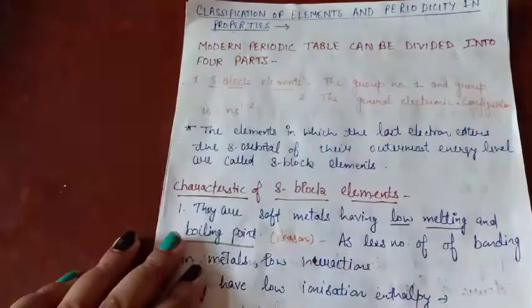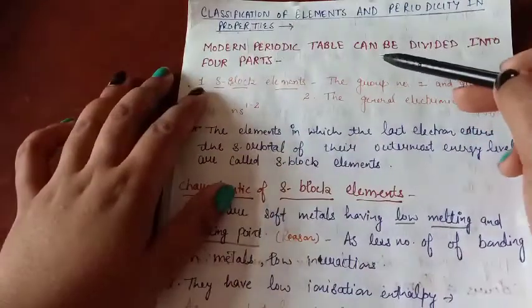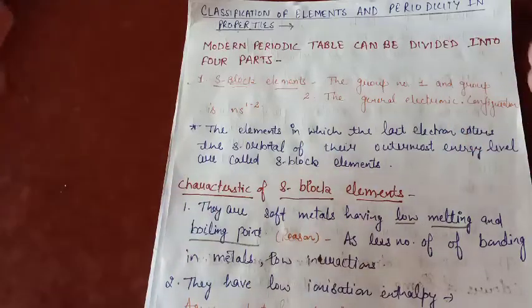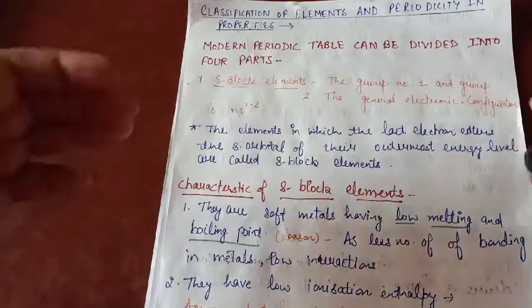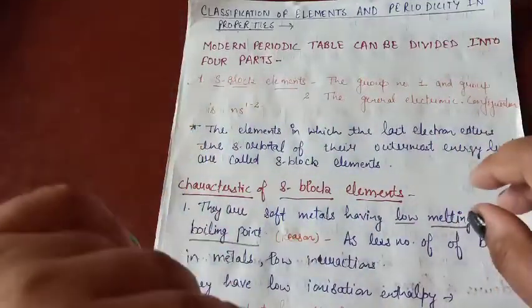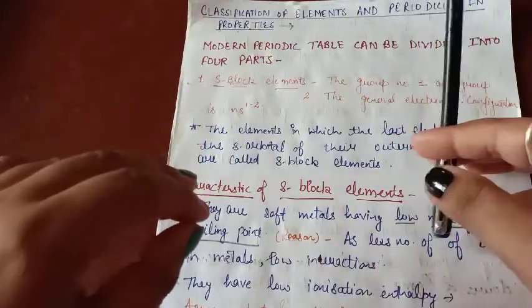First of all, the first thing which we are going to talk about here is the modern periodic table. We will not discuss the few previous tables which are given, because our main syllabus starts from here only. So we will start from this part only. So first of all is the modern periodic table.